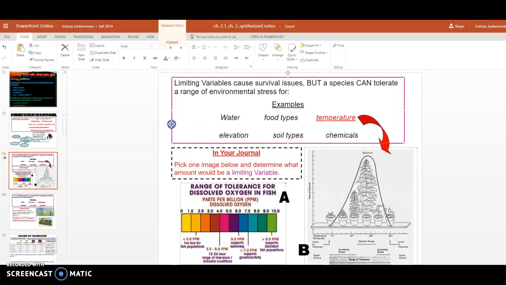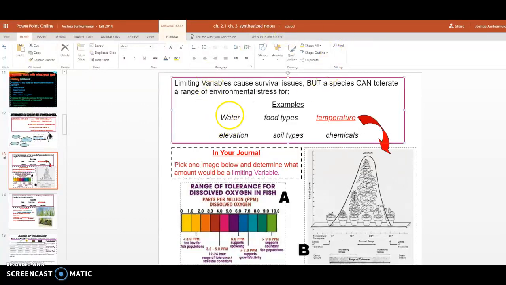We have another way to look at limiting variables because we want to practice some more. So this is slide 13. So let's write slide 13 in your notebook and then copy down this information. It says limiting variables cause survival issues, but a species can tolerate a range of environmental stress. And so it basically means even though there's things that can make survival hard, we can kind of adapt and tolerate or handle, we can do well with certain things that are bad in the environment.